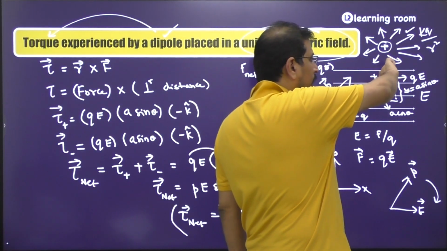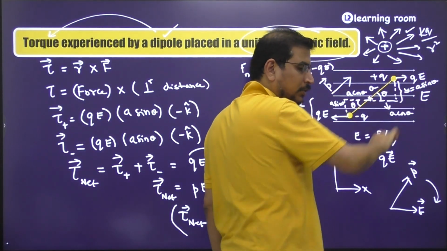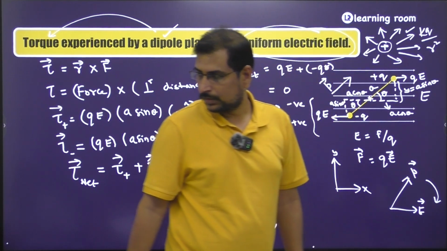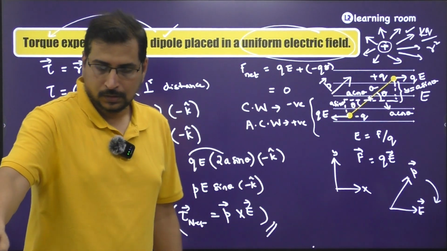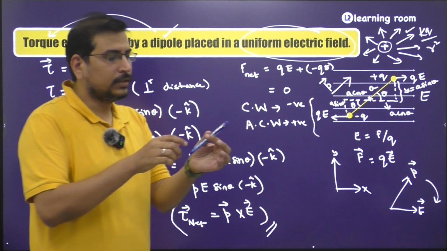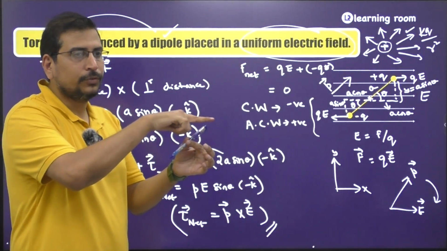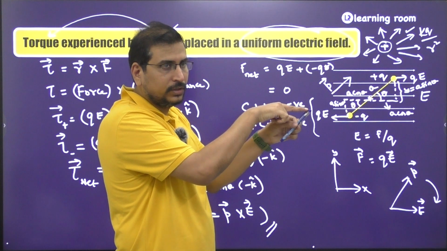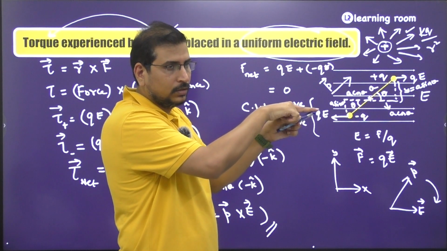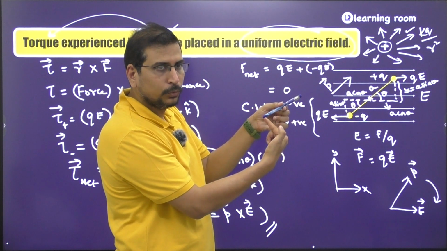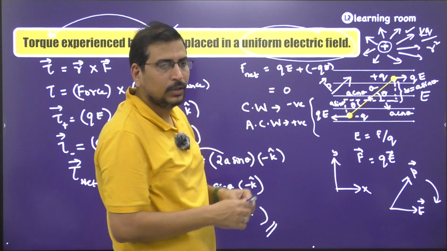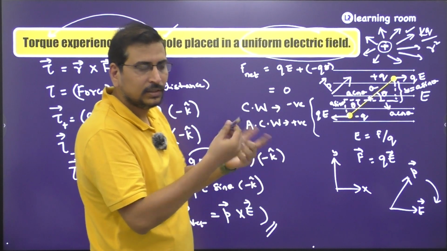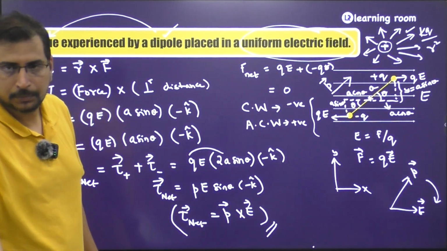This QE will make the system rotate in the clockwise direction. This is the direction of QE. So when I apply force like this, see which direction it is rotating. Here I apply a supporting force. It's rotating in the clockwise direction. So when it is rotating clockwise, it's a clockwise moment. That's why minus k cap.